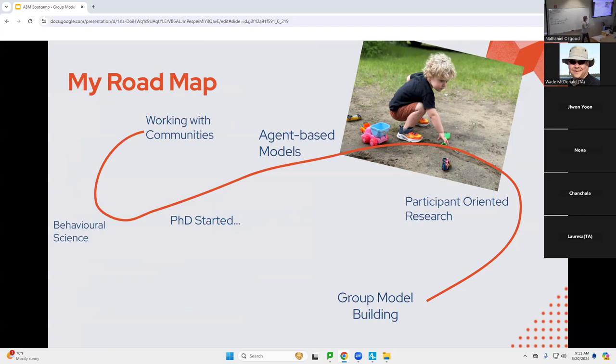So I really loved working with communities, and have always loved working with communities, and that is what brought me along and connected me with Nate, and we started work on my PhD. So I do a lot of agent-based modeling, just for those of you who are interested in talking later or need help with that sort of stuff. That's the big aspect of my research, but I really wanted to figure out how we could bring in all of the participant-oriented research, and that then led to group model building and how we can do that process.